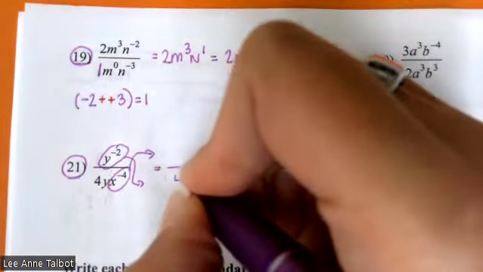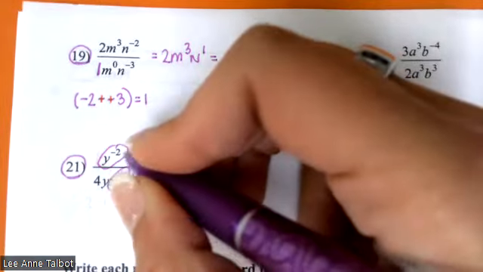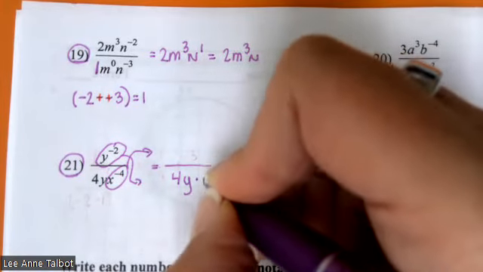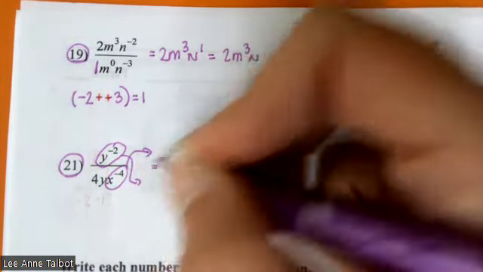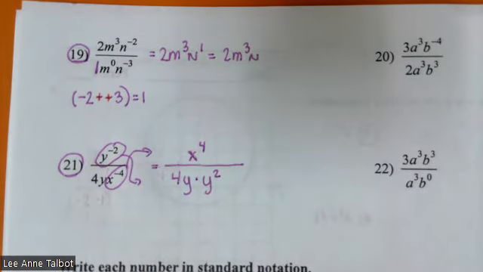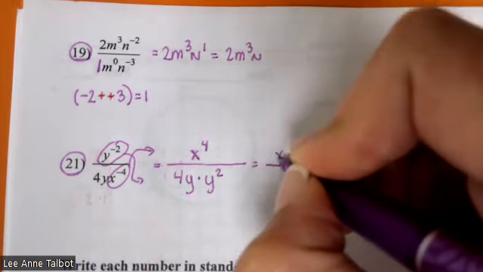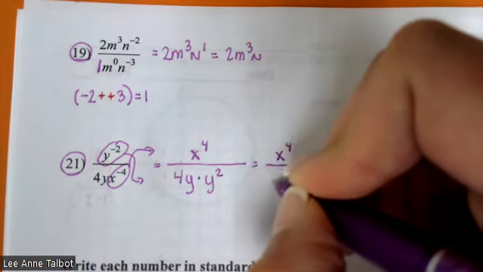Okay, so I have 4y. This guy's gonna come down here. Reciprocal. This guy's gonna come up here. Reciprocal. Okay, good.